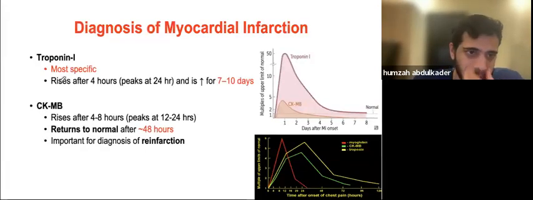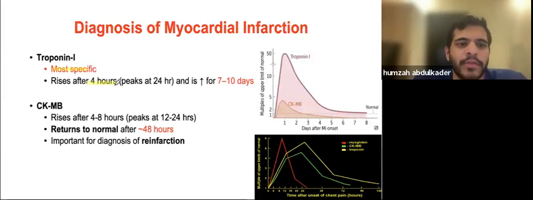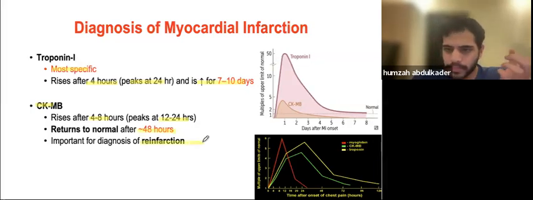This is a fairly simple concept. Troponin I is most specific, rises for 4 hours, peaks at 24 hours, and is increased for 7 to 10 days. CK-MB rises for 48 hours, peaks at 12 to 24, returns to normal after around 48 hours, right? The reason that's important is because it's important for the diagnosis of reinfarction, meaning the patient had an MI, right? Whatever you treat him with, whatever. Then, like 12 hours later, he has another MI.